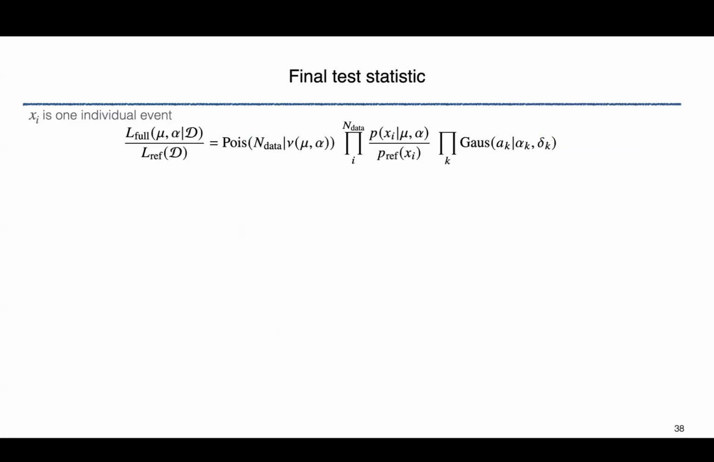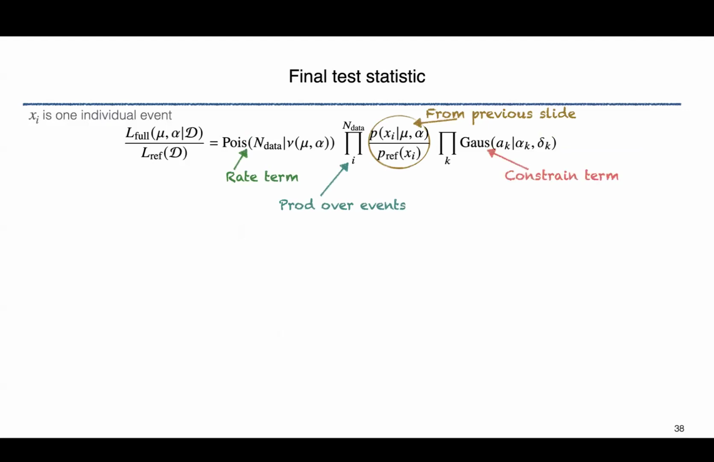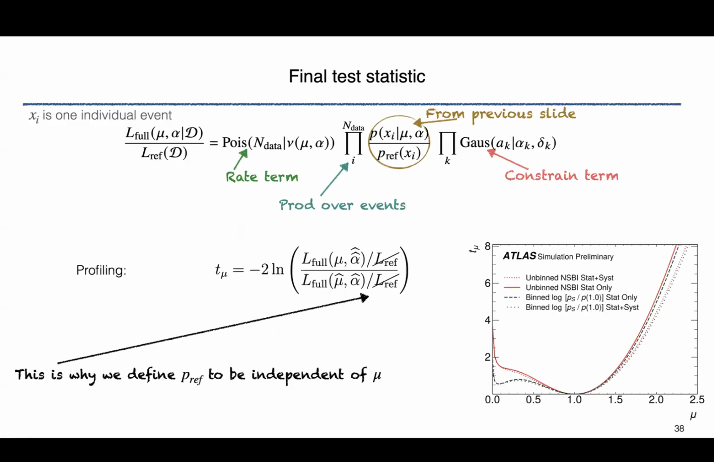Then we can construct a test statistic where this term is what you saw in the previous slide, the per-event likelihood ratio. You have to multiply it for all the events, of course, and then you have an overall rate term, overall cross section, and you have some prior, a constraint term on your nuisance parameters. And that's it, that's your test statistic. And this looks very similar to what you would do in a traditional analysis, except for this LRF term at the bottom. The denominators are unusual.